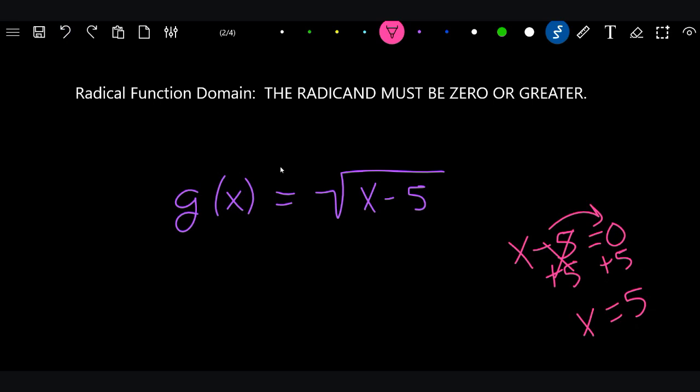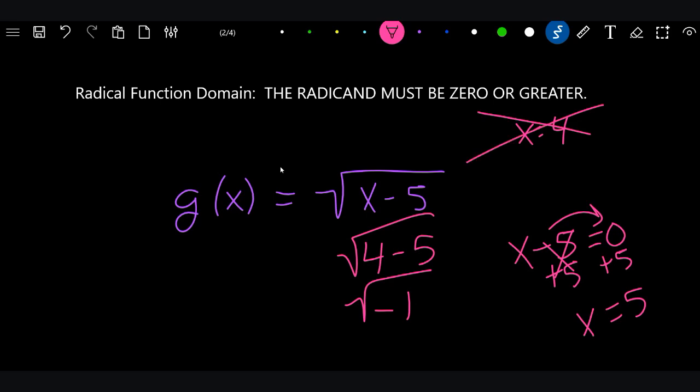So how would we say this? What if we said x equals 5? So 5 minus 5, is that okay? 0. Yeah, that's fine. What's the square root of 0? The square root of 0 is 0. Okay, so that one works. But what if we say x equals 4? 4 minus 5 equals -1. Is the square root of -1 a thing? It's not, and so this one will not work.